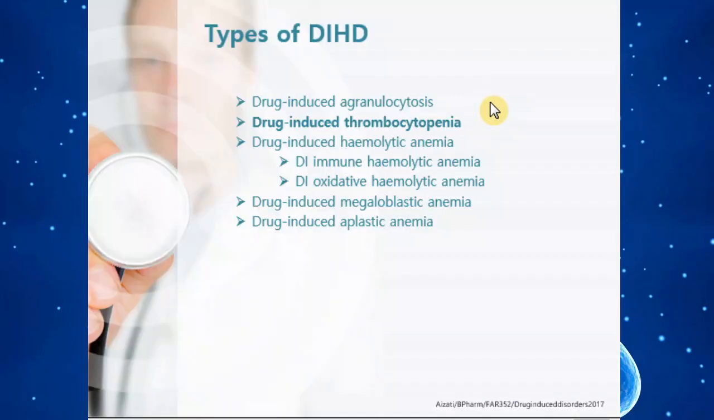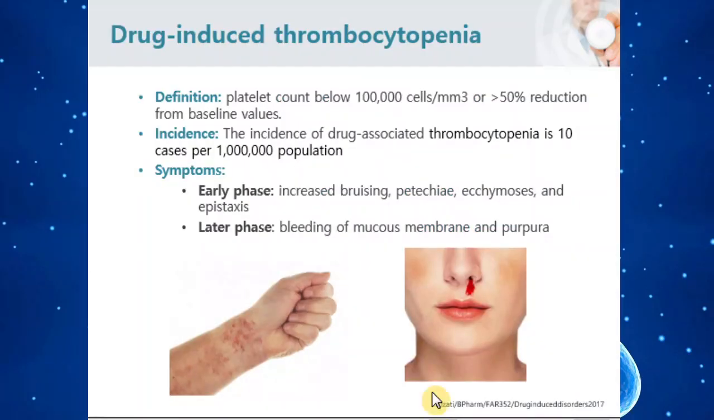The second type is drug-induced thrombocytopenia, which is the blood disorder affecting the platelets. The definition for thrombocytopenia is a low platelet count of below 100,000 cells, or more than 50% reduction from baseline values. The incidence is also quite rare, 10 in 1 million of the population.